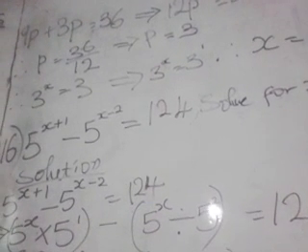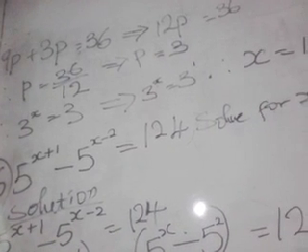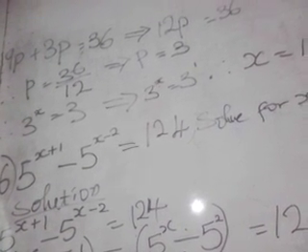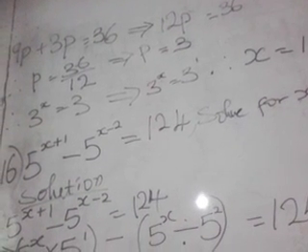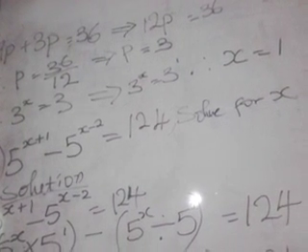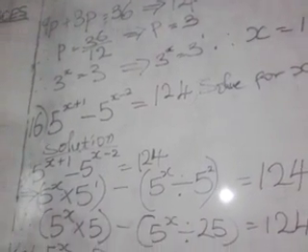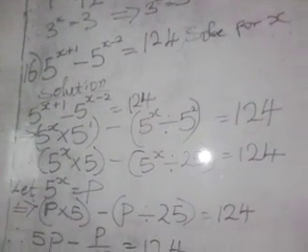And this becomes our indices again, which implies 3 raised by x equal to 3 raised by 1, because 3 is the same as 3 raised by 1. Then 3 cancels 3. I'm left with x equal to 1. So that is how this one will be solved.